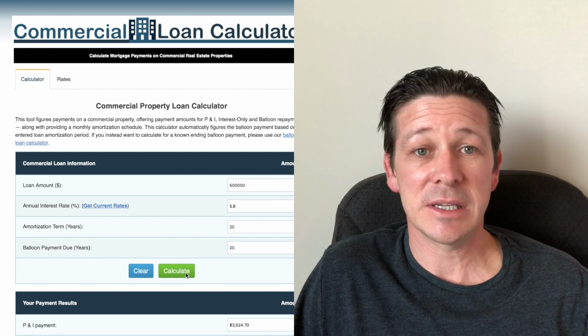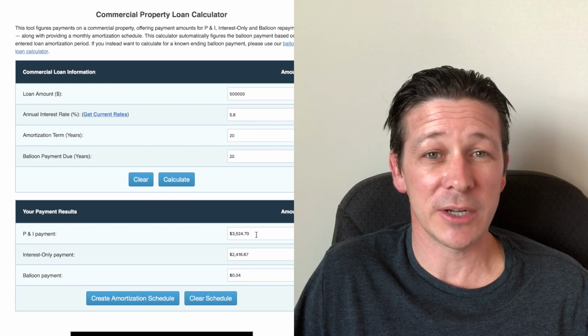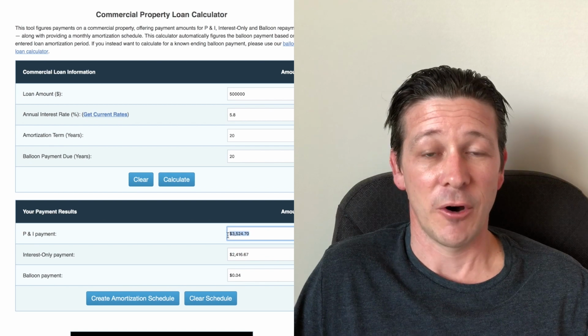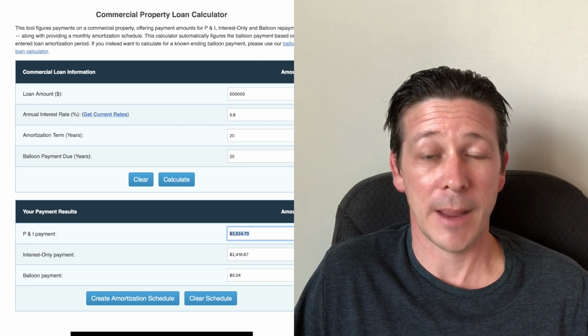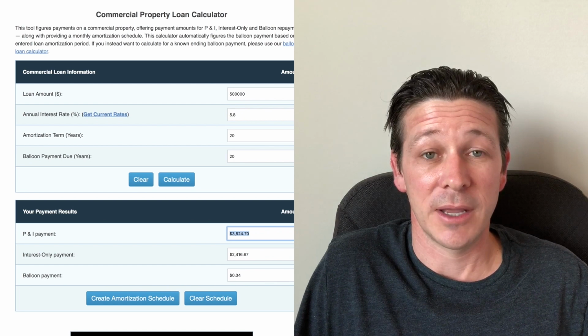We hit calculate, we see the mortgage payment for principal and interest comes to around $3,500 on a $500,000 loan, amortized over a 20-year period at an interest rate of 5.8%. And on a side note, you can adjust the number of years that it's amortized, either higher or lower, or more years or less years. And this is going to change your monthly payment, which will have a direct effect on your cash flow. But keep in mind, when you adjust these, it will likely cause the interest rate to adjust, in turn causing you to pay either more or less interest on the loan over time.